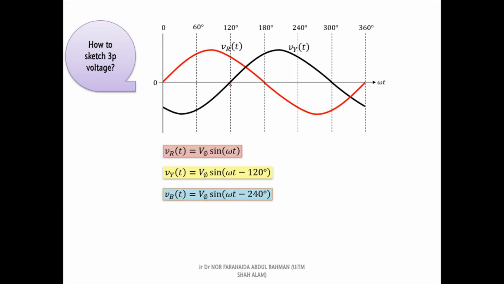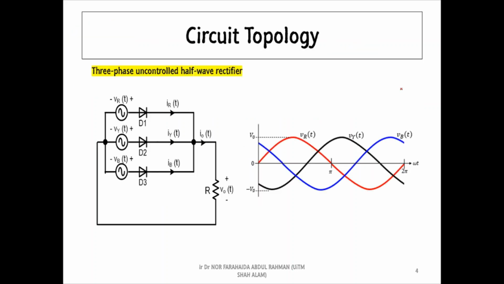Lastly, we will sketch the blue voltage, and according to the equation, the starting time for this waveform should be at omega t equal to 240 degrees. Now, we have complete voltage waveforms for the three-phase system.